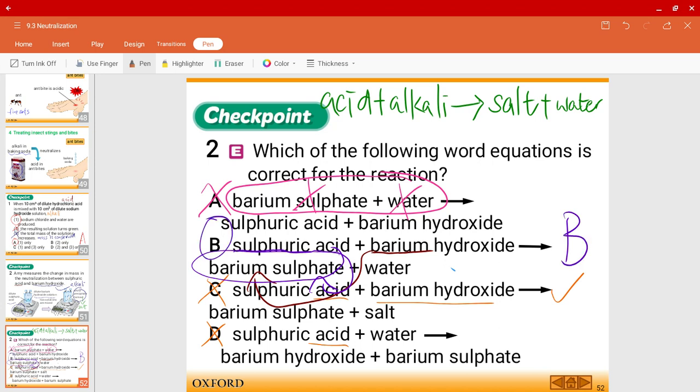Okay, you can refer to the previous video. I taught you how you could name salts using the same technique that I've used over here.